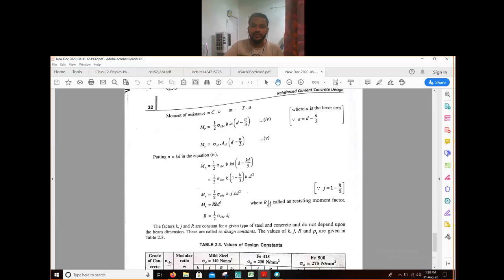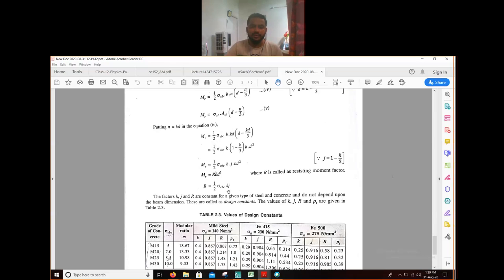See here, R is called the resisting moment factor, and this R is equal to half sigma cbc k into j. So we have got the final formula for moment of resistance: Mr equal to R b d square. R means this value, b means the width of the section, d means our effective depth.